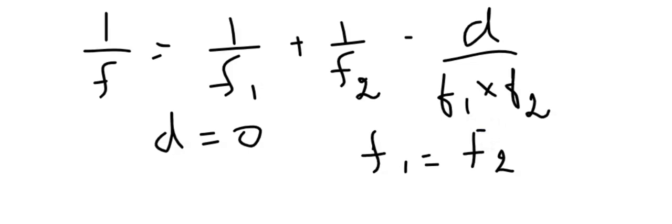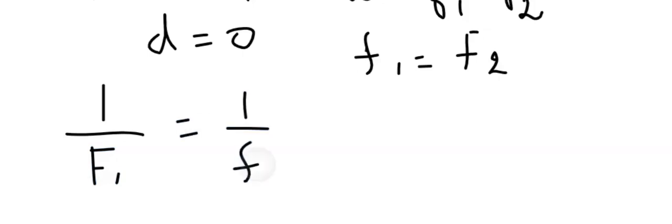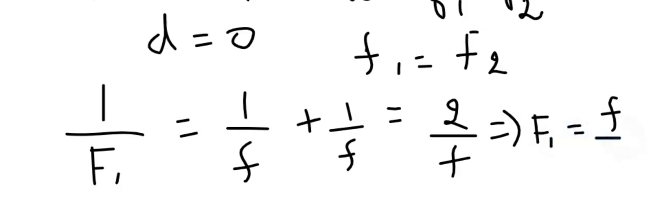So, now this net focal length or the effective focal length is going to be 1 by F. Let me take it as 1 by F1. So 1 by F1 is equal to 1 by F plus 1 by F, which is equal to 2 by F. Or from this we infer that F1 is equal to F by 2.